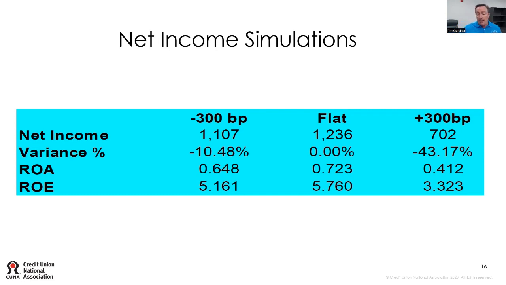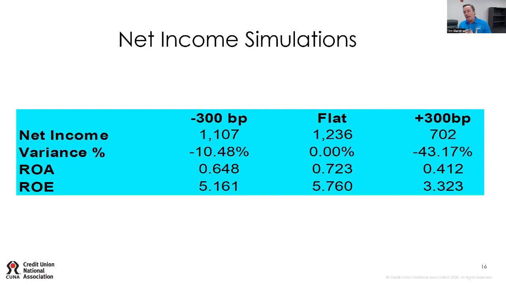Okay, but then I come back to the decreasing rate environment. So I know what you're thinking. You're sitting there thinking, well, Gardner, this can't be right, because it should be symmetrical. It should be that if my net income goes down when rates go up, then when rates go down, my net income should go up. So clearly there's something wrong with the model.